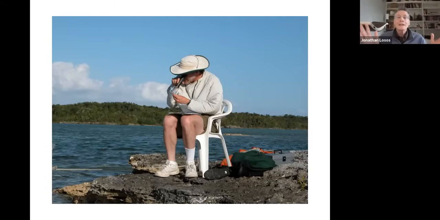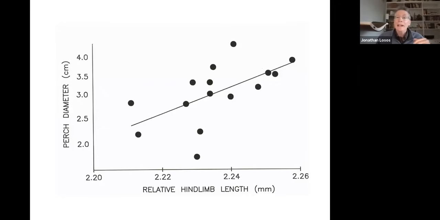And so I went back to the islands that the Shaners had established. The populations at this point were 15 years old, and I measured their limb length. And here's what we found, exactly as we predicted. I reversed the axes from what should have been the logical way. It should have been perch diameter on the x-axis.